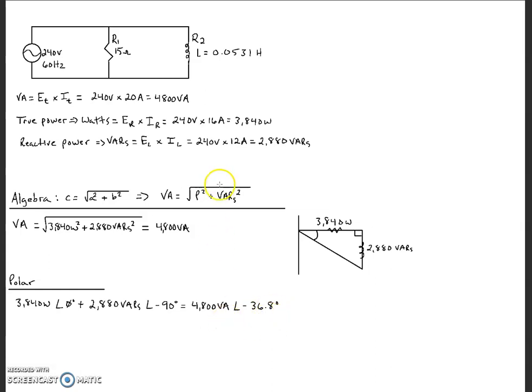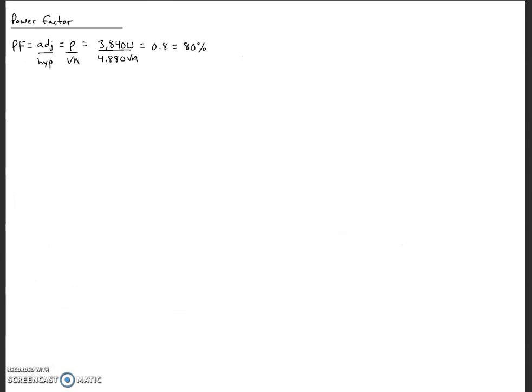And remember, no matter what numbers we use here, this degree will always be the same. So when a different angle comes up, something has gone wrong. That's something to look out for to double check your work. And then to finish it off, we have the power factor. The power factor being adjacent over hypotenuse, the P over the VA, 3840 over 4800 gives us an 80% power factor. And that's it for RL circuits.